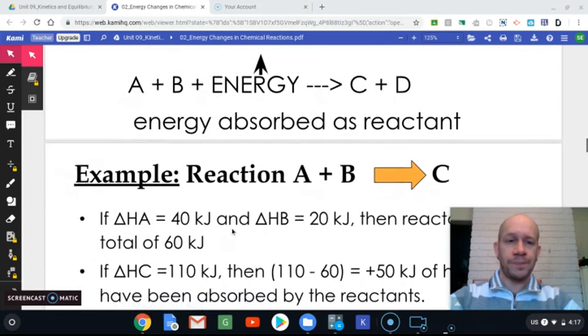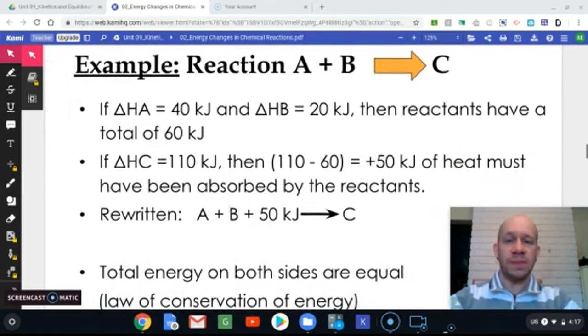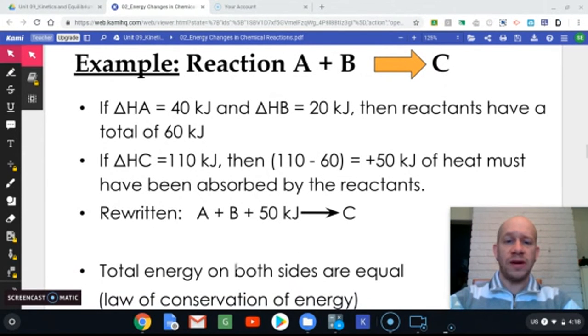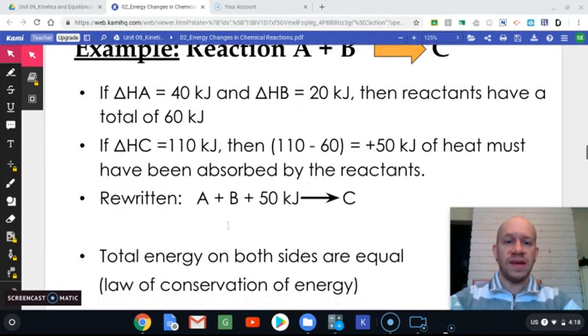For example, if I take the reaction A plus B and I produce C, the way I calculate that delta H is I take the delta H of A, which is 40 kilojoules, and the delta H of B, which is 20 kilojoules. Then the reactants have a total of 60 kilojoules. So if delta H of C is equal to 110 kilojoules, then 110 minus 60, the products minus the reactants, is going to equal a positive 50 kilojoules of heat. This must have been absorbed by the reactants. So then I would write that energy as a reactant on the left-hand side.